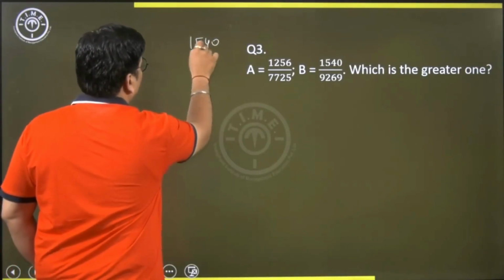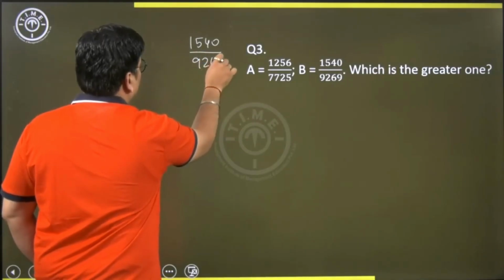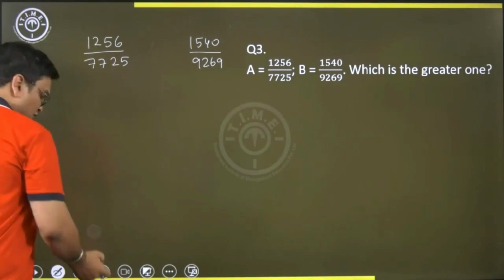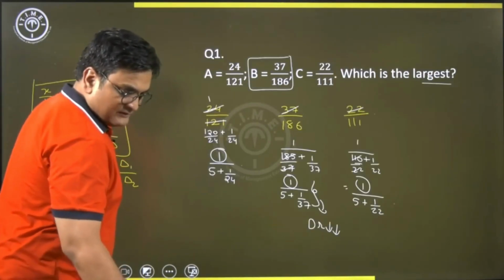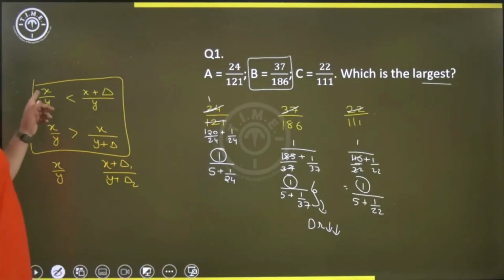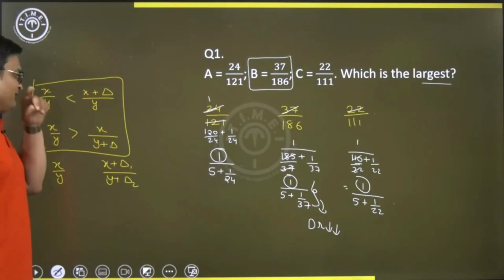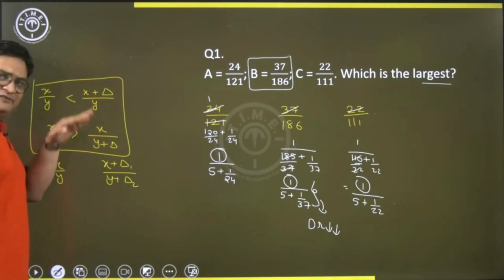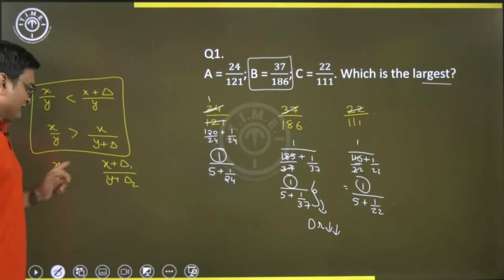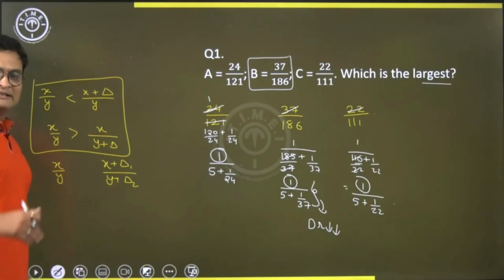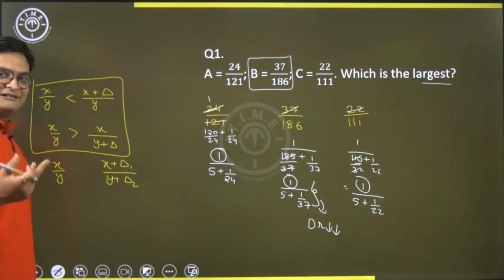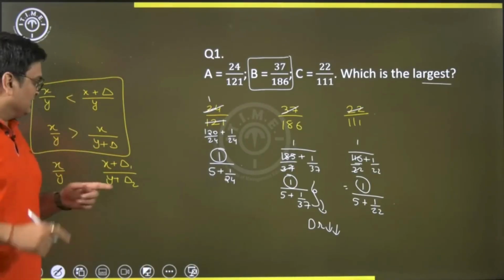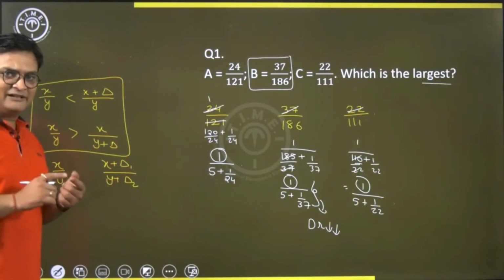1540 by 9269. Now before I continue with this question, I would like you to go back. Please note here, we said if numerator increases, fraction will increase if denominator is constant. If denominator increases, fraction will decrease if numerator is constant. If both numerator and denominator increase, then we will not be certain about the movement of the fraction, whether it will go up or down, because we don't know what the values of delta 1 and delta 2 are.